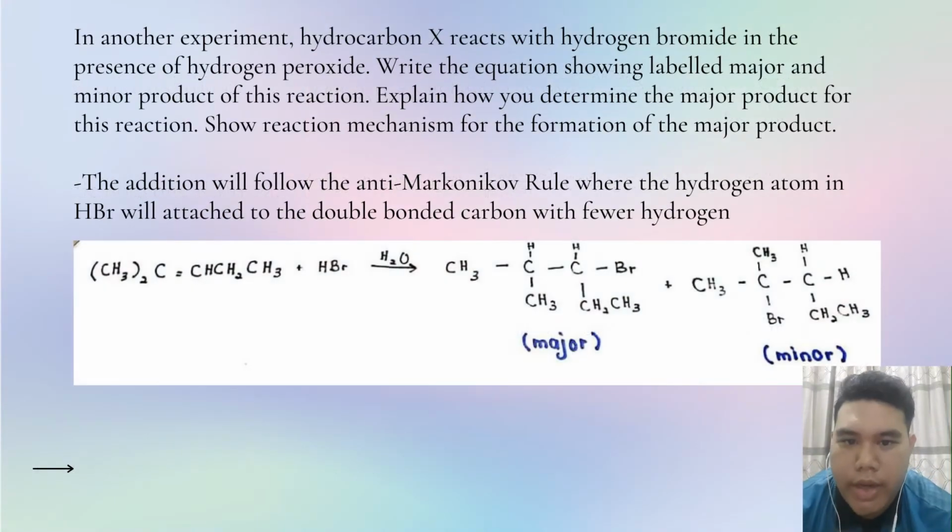Next, hydrocarbon X reacts with hydrogen bromide in the presence of hydrogen peroxide. Write the equation showing and labelling the major and minor product of the reaction. Explain how to determine the major product for the reaction. To find the major product, the addition will follow the anti-Markovnikov rule, where the hydrogen atom in HBr will attach to the double bond carbon with fewer hydrogens.